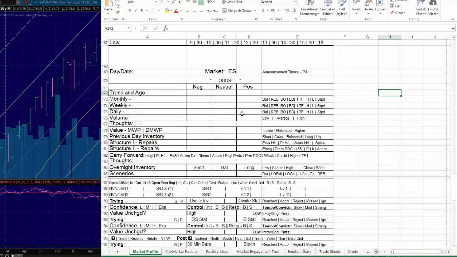You know, it looks positive, right? But the volume was low, so that would be a negative. I would mark that as negative, and then I would fill in some of my thoughts here. Then this part here goes over the market profile. So the first thing I want to see is, is value moving with price, or did it not move with price?